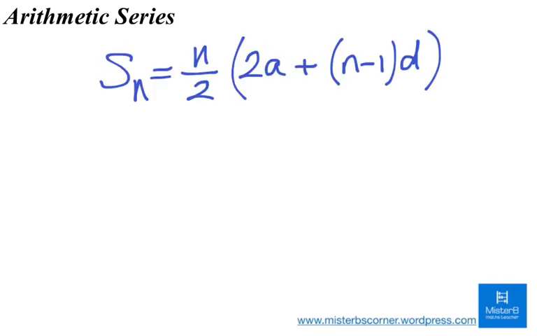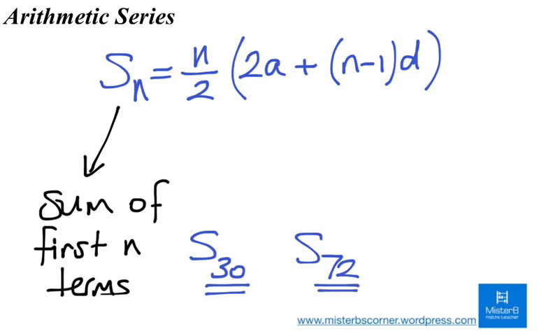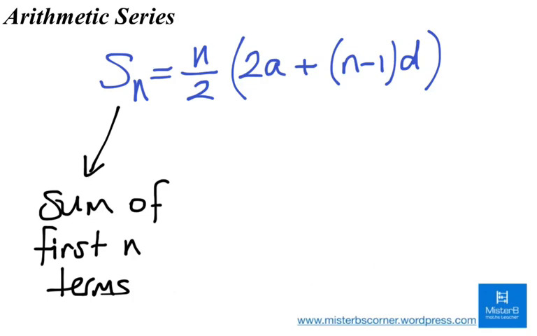Now let's look at this formula. S sub n means the sum of the first n terms. So it could be the sum of the first 30 terms or the sum of the first 72 terms. That number gives us n, right? This is the n that we're talking about. And the same number appears here, right? Whatever this number is, you can write it here. These are the number of terms.